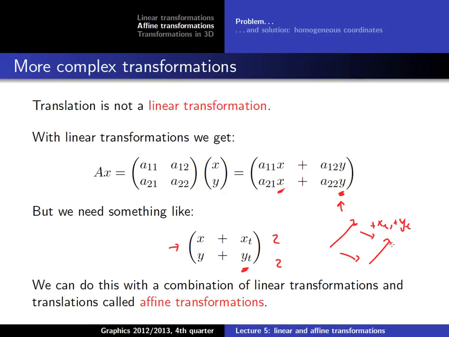So the solution is that people came up with a way to do it, the so-called affine transformations, which are an extension of the linear transformation. Affine transformations are basically a combination of linear transformations and translations. Be careful with that. That's a common mistake in multiple choice questions, that people say affine transformations are just translations. That's not the correct definition. The correct definition is that affine transformations are linear transformations and translations.